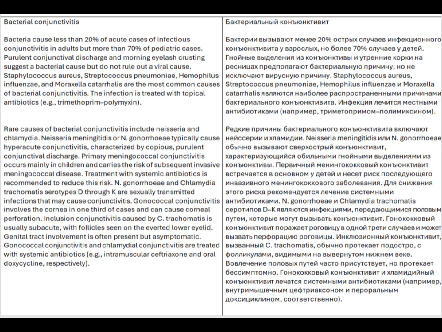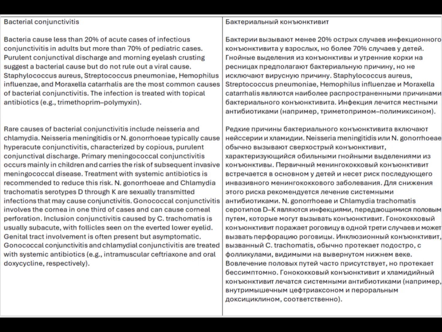Bacterial conjunctivitis. Bacteria cause less than 20% of acute cases of infectious conjunctivitis in adults, but more than 70% of pediatric cases. Purulent conjunctival discharge and morning eyelash crusting suggest a bacterial cause, but do not rule out a viral cause. Staphylococcus aureus, Streptococcus pneumoniae, Haemophilus influenzae, and Moraxella catarrhalis are the most common causes of bacterial conjunctivitis. The infection is treated with topical antibiotics, e.g., trimethoprim-polymyxin.